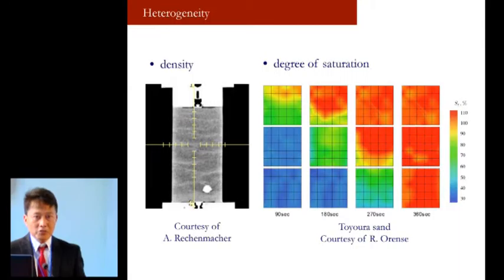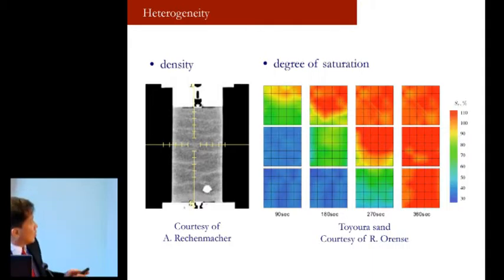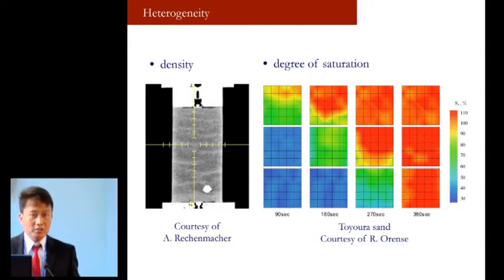Now, in terms of heterogeneity, as I mentioned earlier, there are several non-invasive, non-intrusive, non-destructive ways of quantifying the spatial distribution of density as well as degree of saturation. And most of these are based on CT imaging. The left image shows a CT image of a spatially varying distribution of density of sand. You can see there that the light region over in this portion is a pebble or a piece of rock.